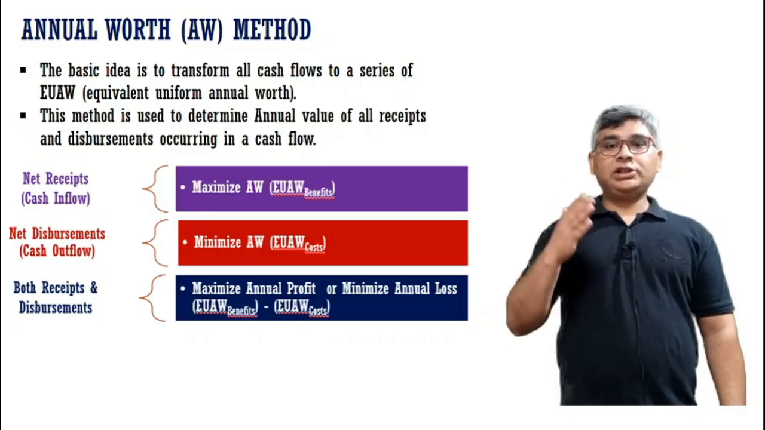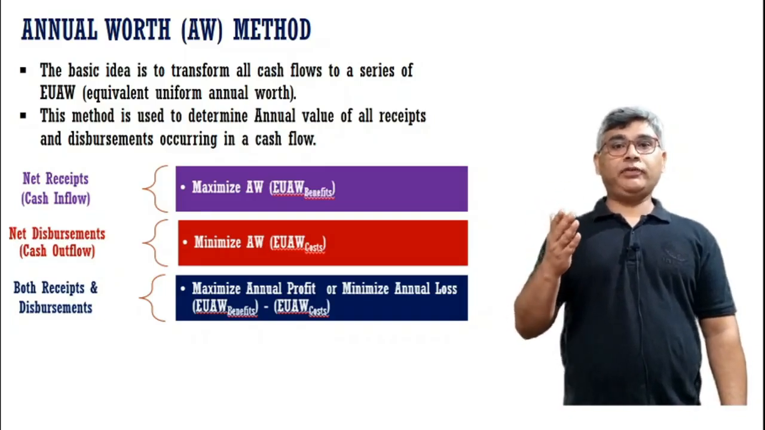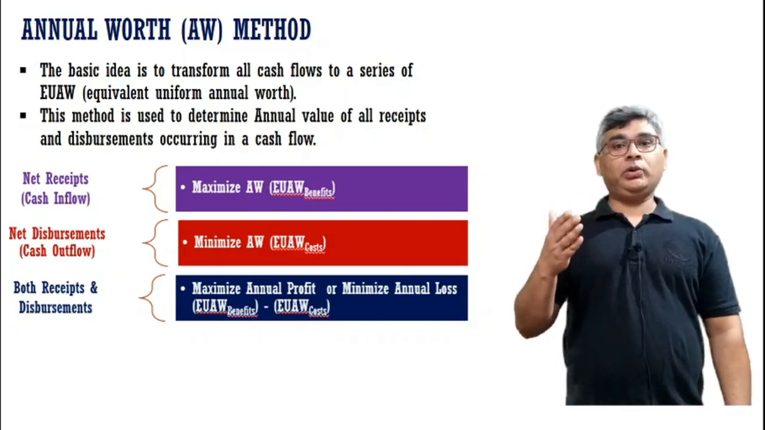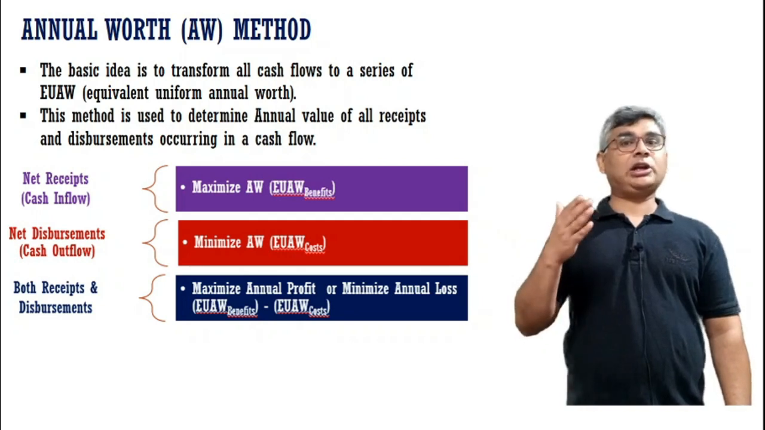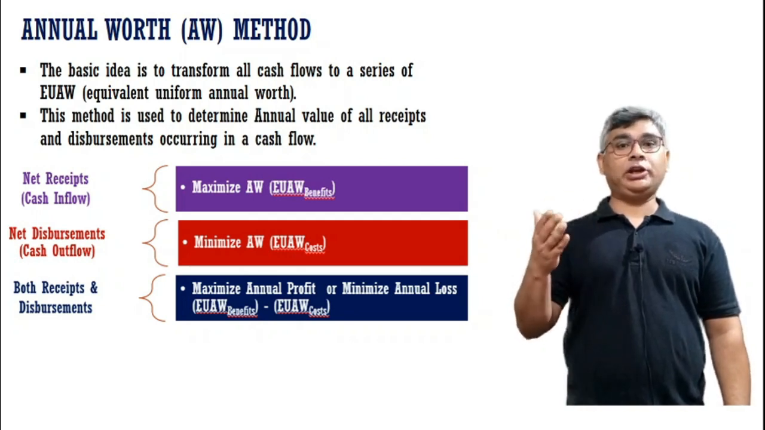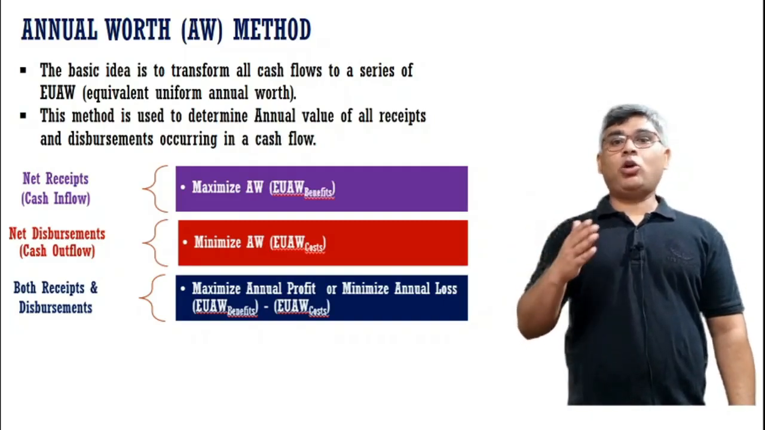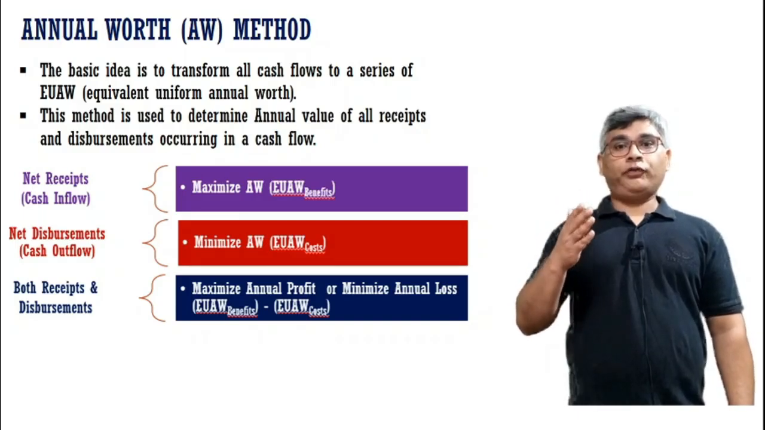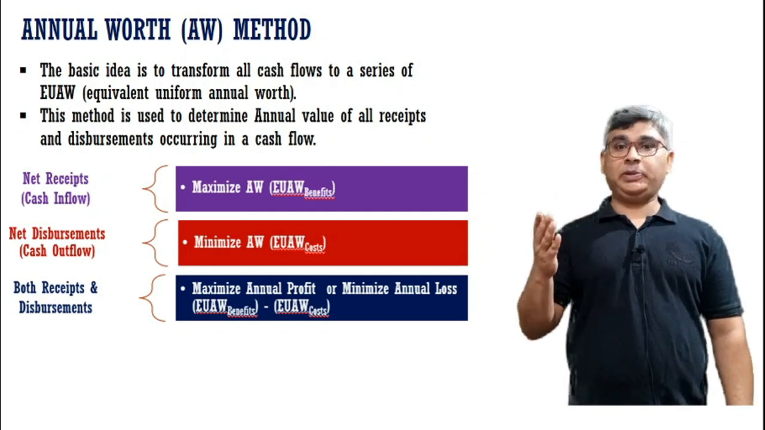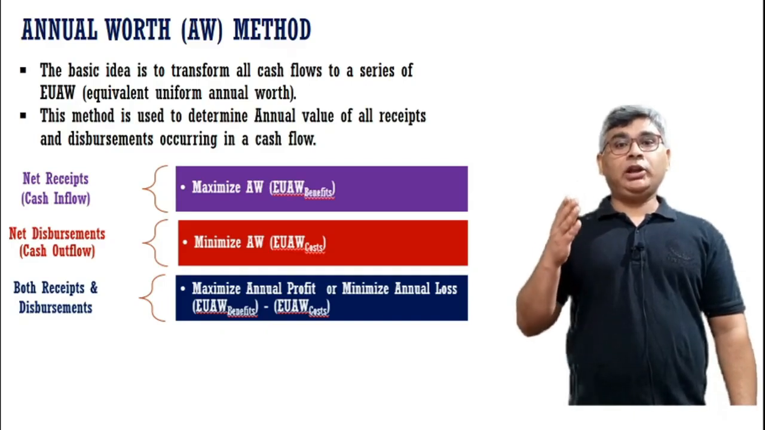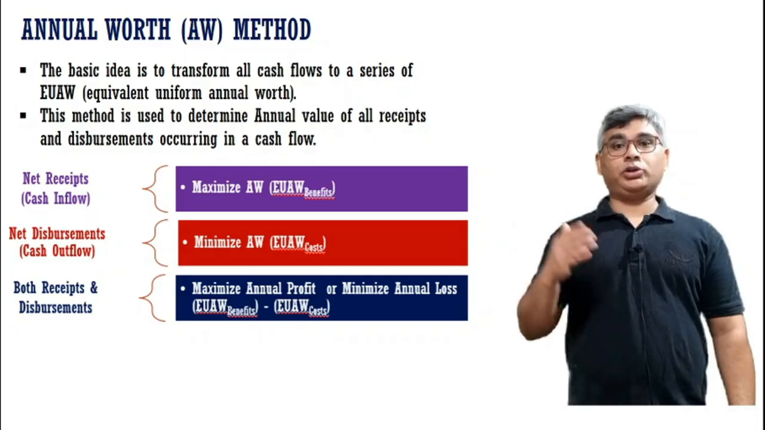Now if we have just net receipts, the basic objective is to select the alternative that will maximize the annual worth or annuities, because that is the kind of yearly profit that is being generated from any business. If we have just the disbursements within a cash flow diagram, the alternative that should be selected is the one that will minimize this expenditure, that is the minimum equivalent uniform annual worth of the cost.